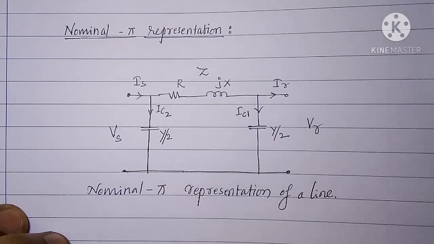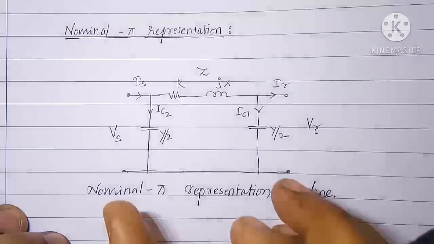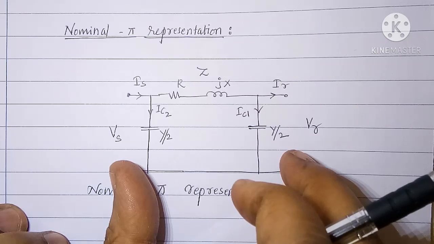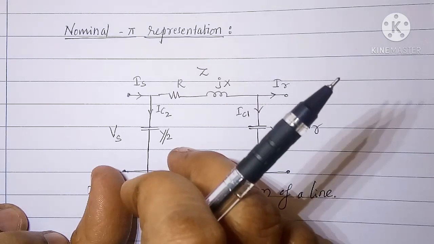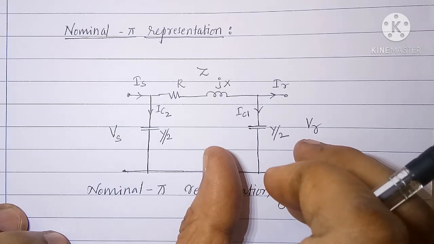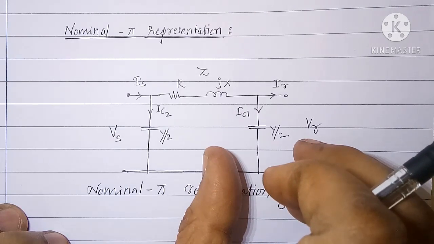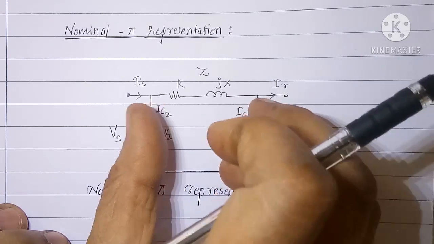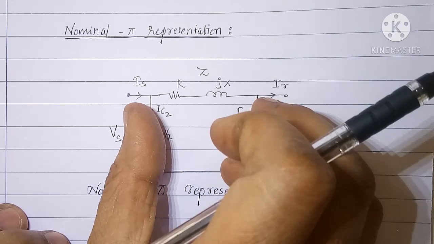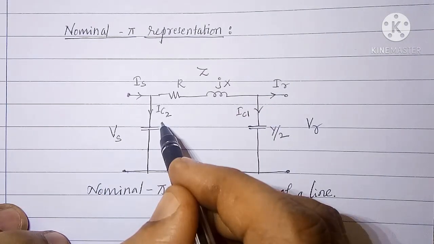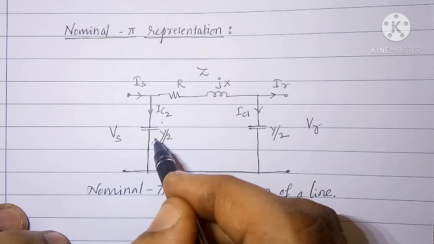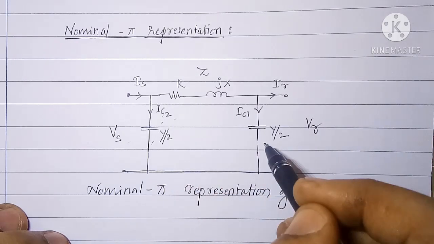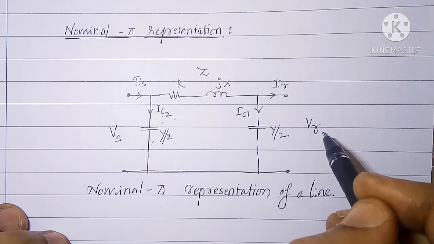So here is a nominal pi representation of transmission line. What is done here is the total shunt capacitance is divided into two equal parts, and one part is placed near sending end and the other part is placed near receiving end, and the total impedance of the transmission line is kept as it is between the sending end and receiving end. The current through capacitor near sending end is called IC2 here, and the current through capacitor near receiving end is called IC1.